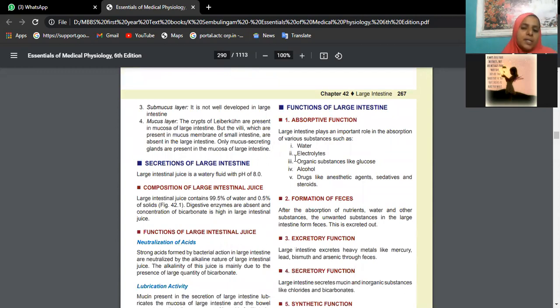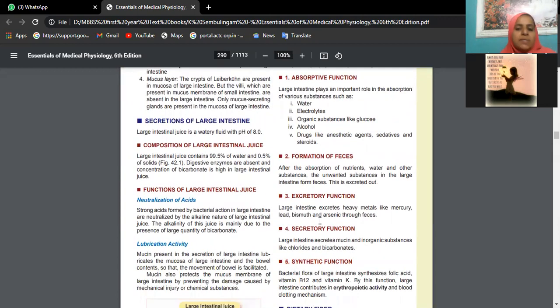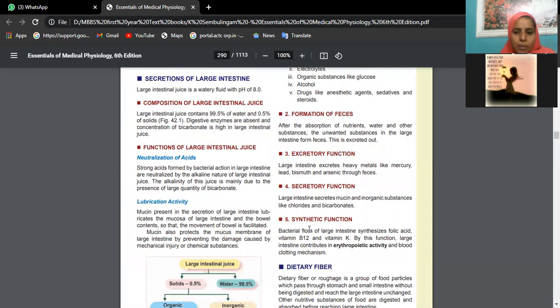But it contains a large amount of water, electrolytes, glucose, certain drugs. All these will get reabsorbed from the mucosa of large intestine. Okay, the fecal matter is actually formed in the large intestine by the reabsorption of important elements into the blood. Then the remaining things which are not reabsorbed and which are harmful to the body are excreted along with certain heavy metals like mercury, lead, bismuth, arsenic through fecal matter.